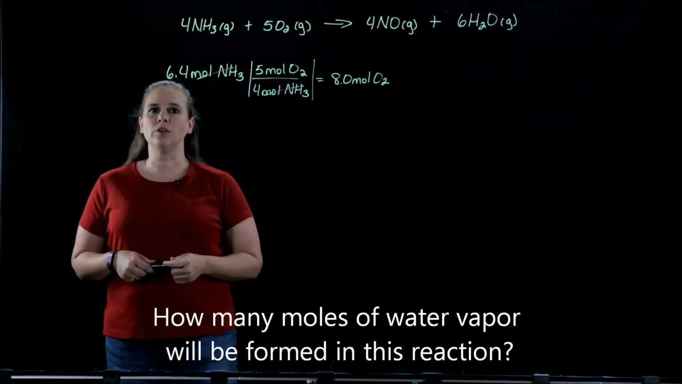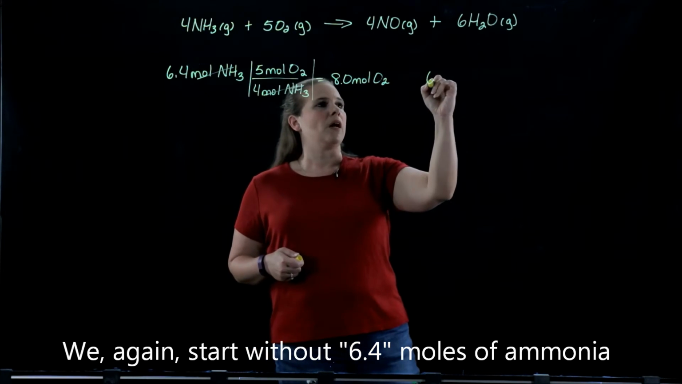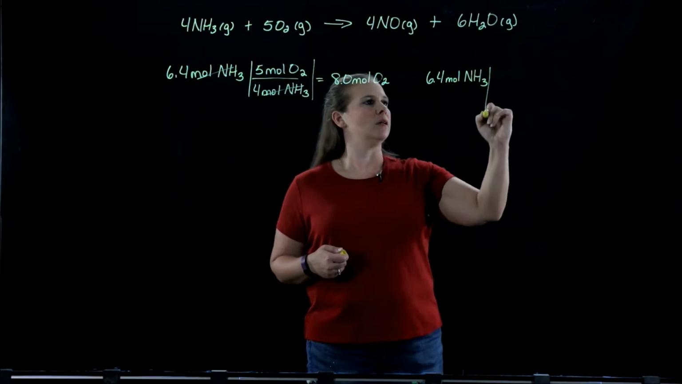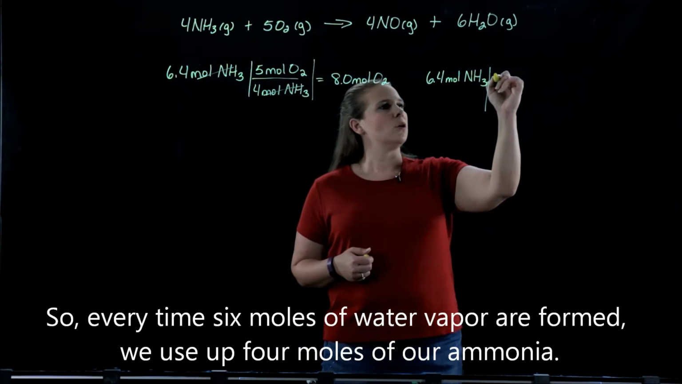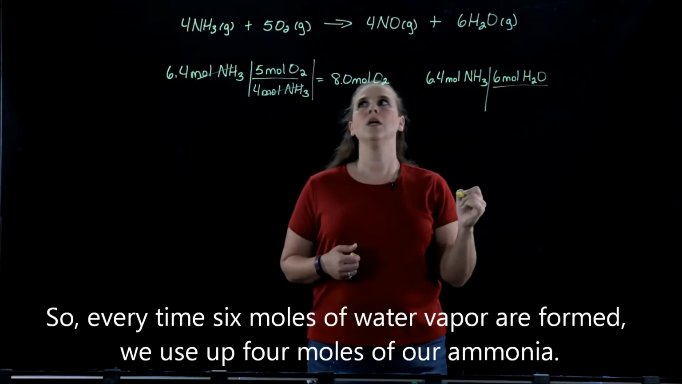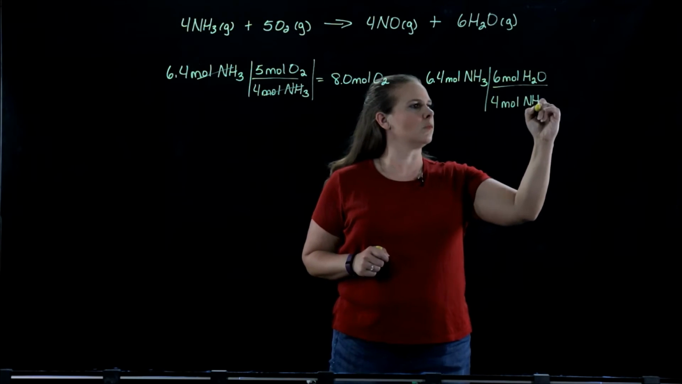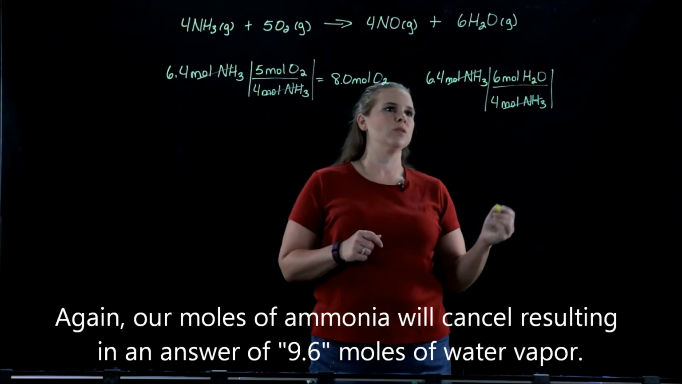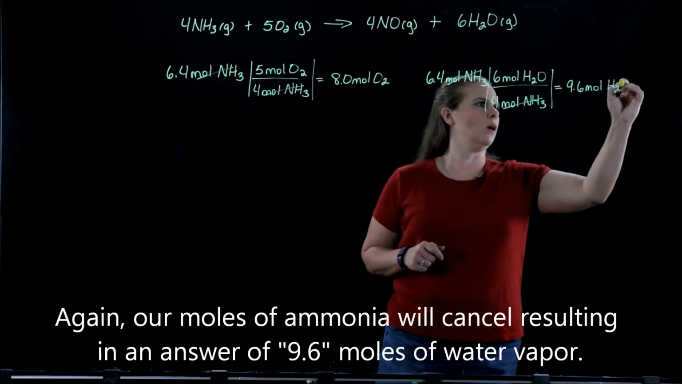How many moles of water vapor would be formed in this reaction? We again start with our 6.4 moles of ammonia. But this time we have a different coefficient in front of our water vapor. So every time 6 moles of water vapor are formed, we use up 4 moles of our ammonia. Again, our moles of ammonia will cancel, resulting in an answer of 9.6 moles of water vapor.